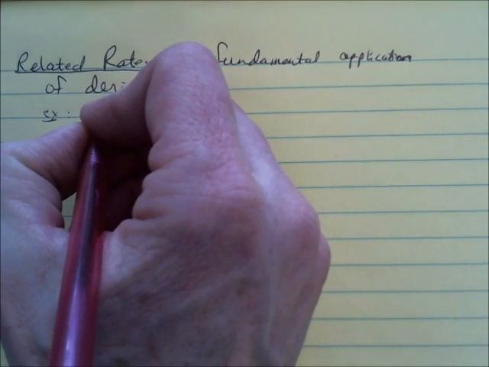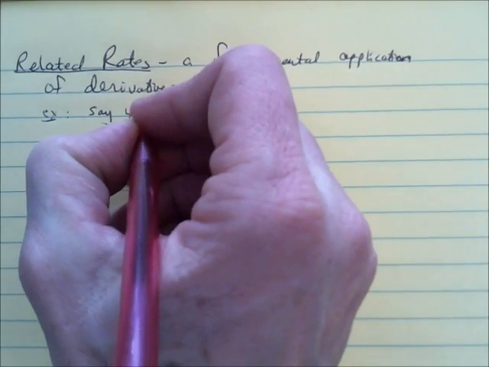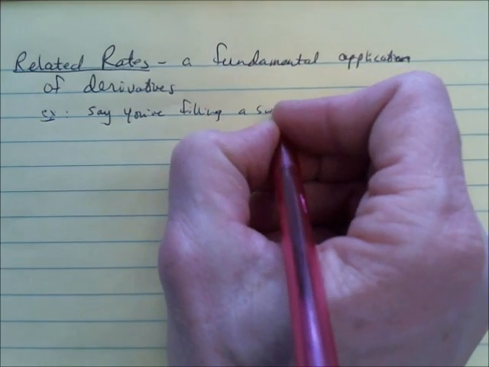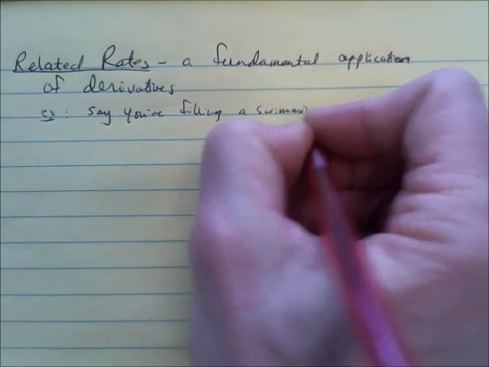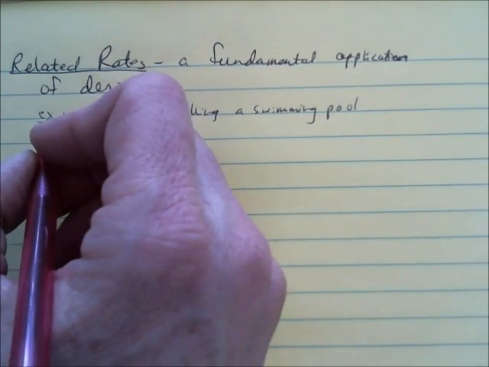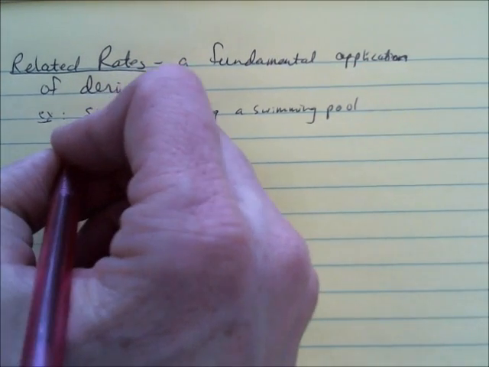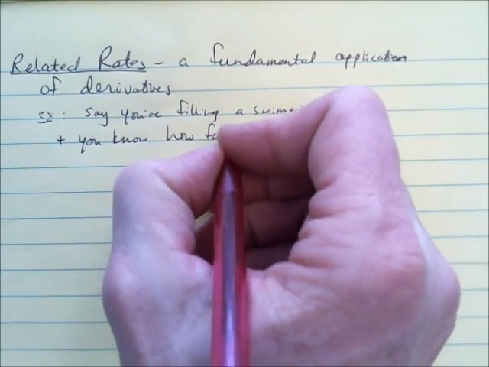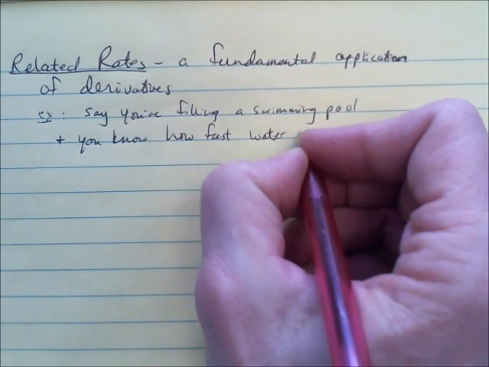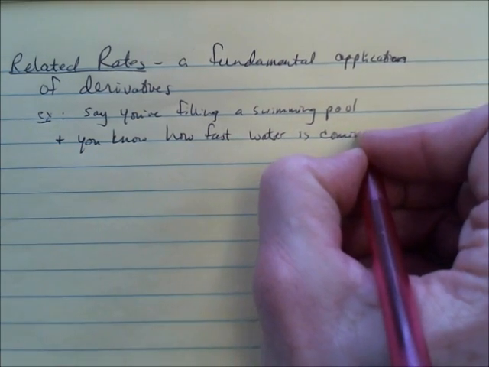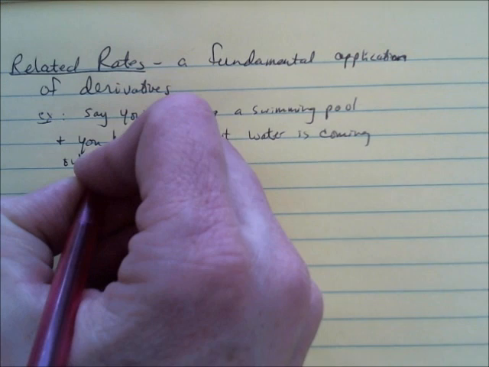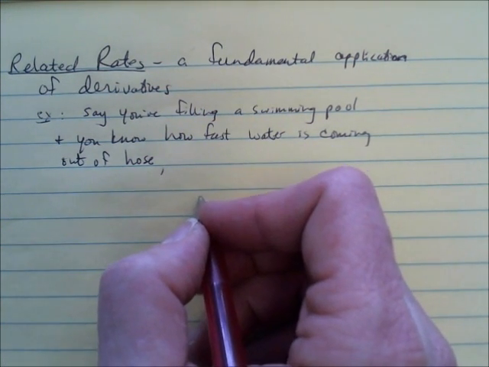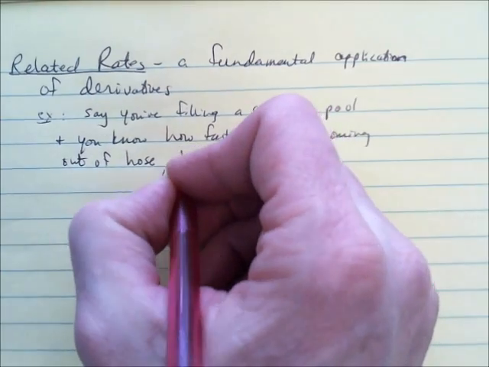Let's say you're filling up a swimming pool. And you know how fast the water is coming out of your hose. And what you want to calculate is how fast the water level in the pool is rising.